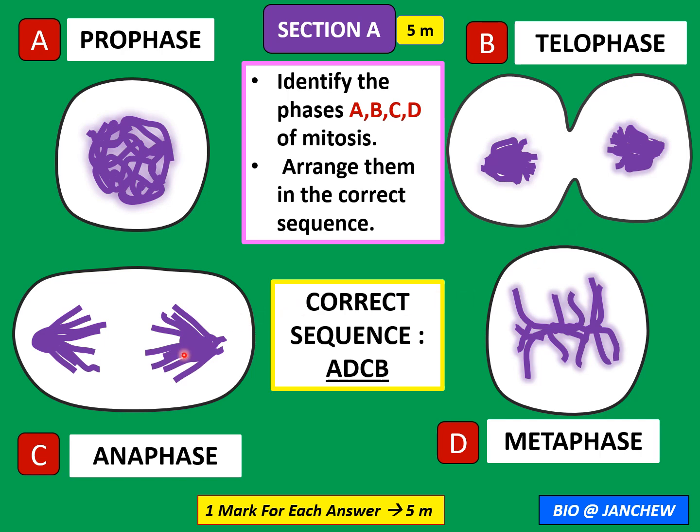Okay, so all these cells look like some of the cells that you'll see under the microscope when you are looking at the real cells of animals or plants that are undergoing mitosis. In this case, it's an animal cell because you can see the cleavage furrow forming here. So 1 mark each for every phase and 1 mark for the correct sequence. So total is 5 marks.